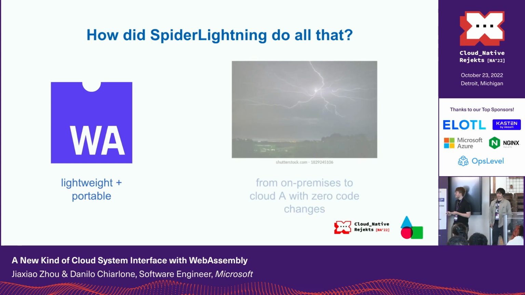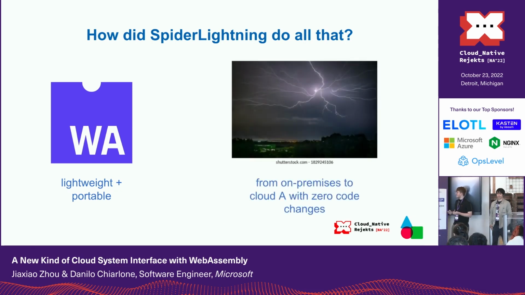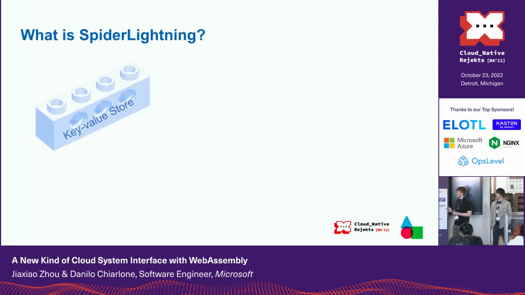But SpiderLightning, as its name implies, is just this phenomenon of lightning on the underside of clouds. It's fast, and fast in every sense of the word. The tech itself is fast, but it's also fast in terms of developer productivity. So without any code changes, just one configuration line change, you go from on-premises to cloud A. There you go.